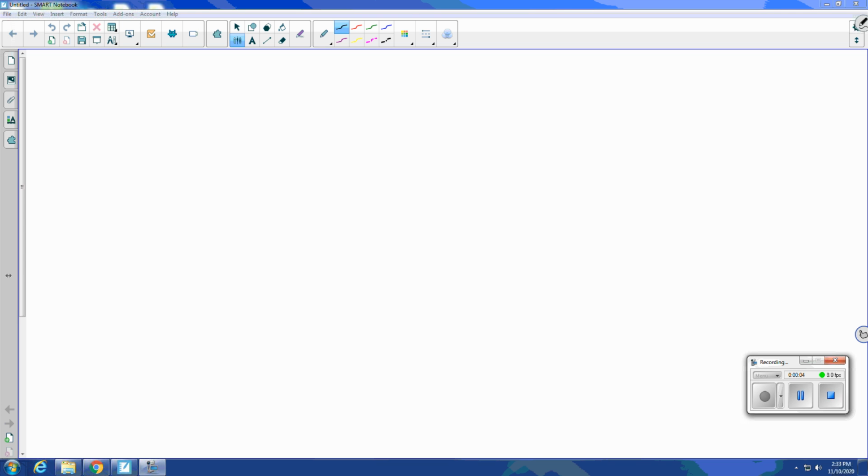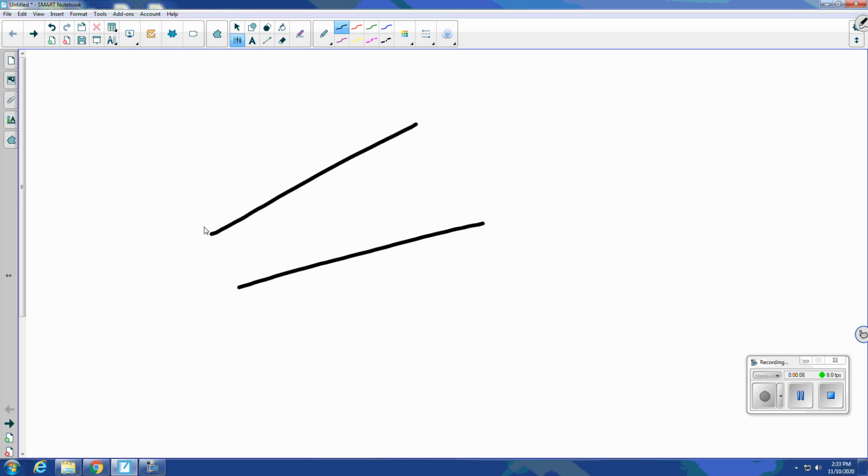If we have two lines in the same plane, and we introduce a line that intersects both lines at two different points, what we've just introduced is what's called a transversal. We'll call this line L, this line M, and let's call this transversal T.